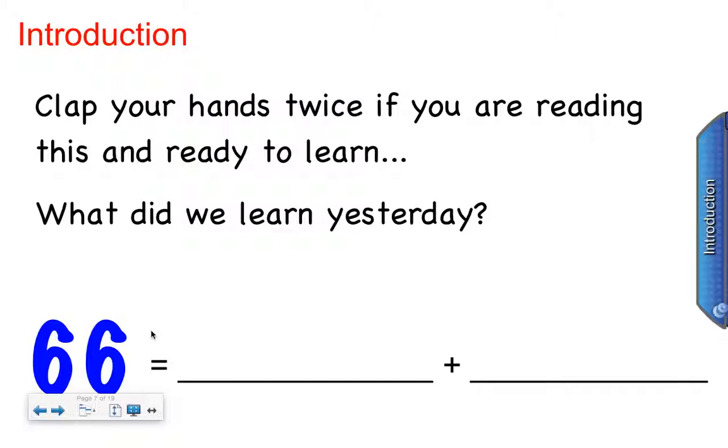Here's the introduction, this is the actual lesson. So this is just kind of the attention getting strategy: clap twice if you're reading and ready to learn. You just wait until each student claps. Then talk a little bit about the prior lesson with the expanded form, and then I threw in an example just for the reflection. The students could write this in expanded form, which would just be 60 plus 6.